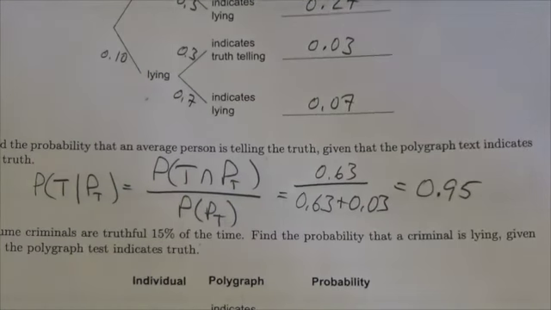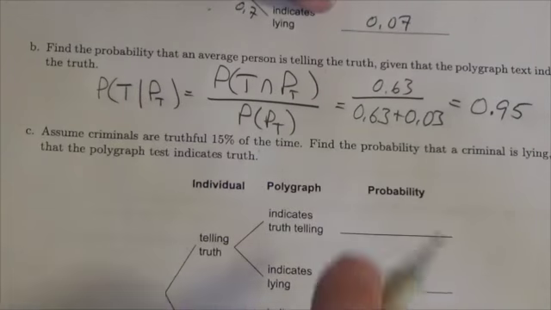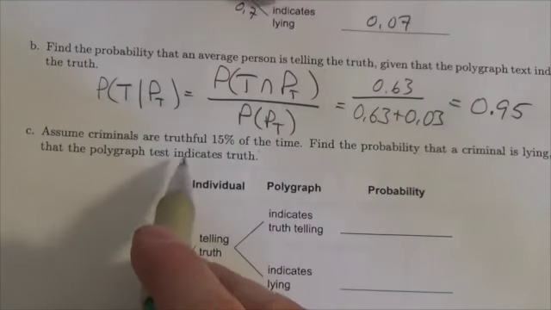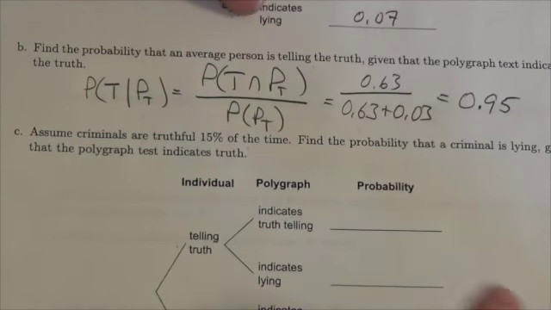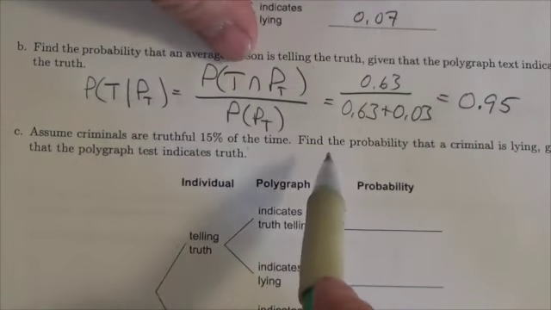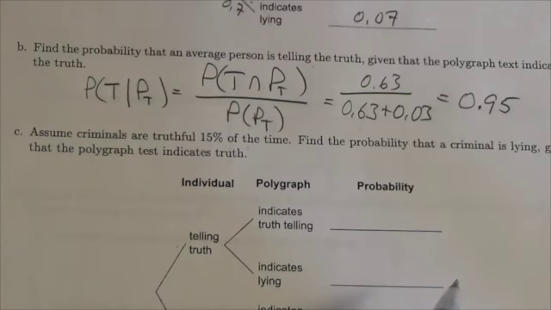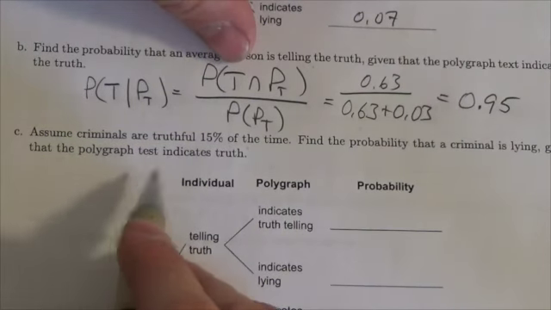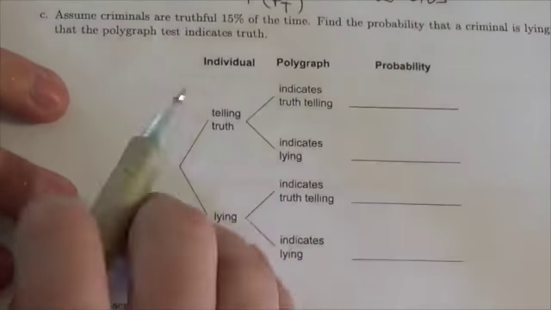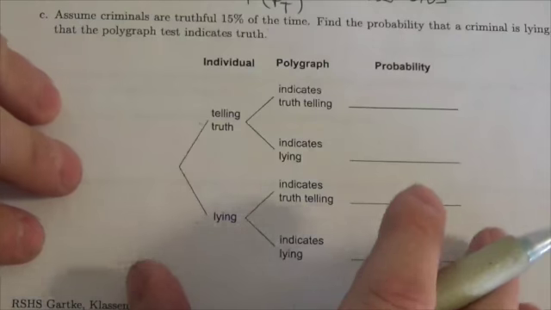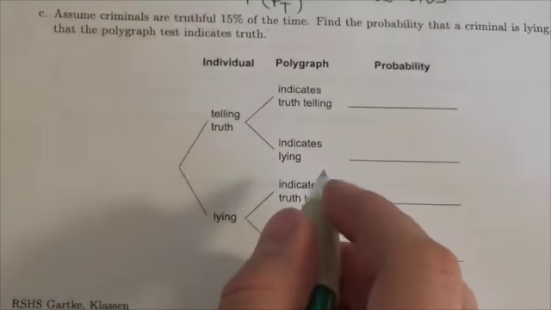Now let's take a quick look at the last part of this question. It says, assume criminals are truthful 15% of the time. Find the probability that a criminal is lying given that the polygraph test indicates truth. So now we've got to build the new tree. But again, you'll see how the tree makes this a much easier question.